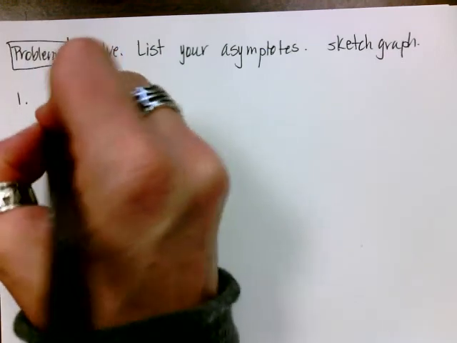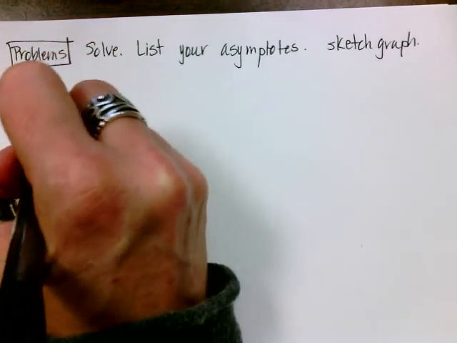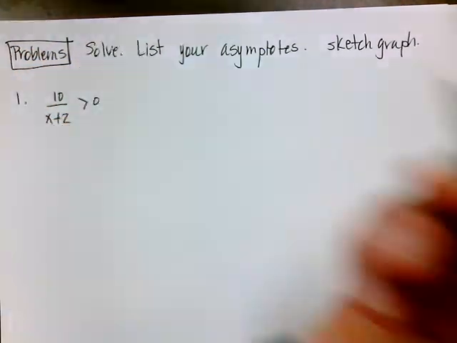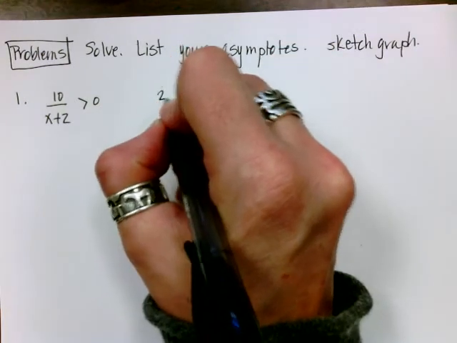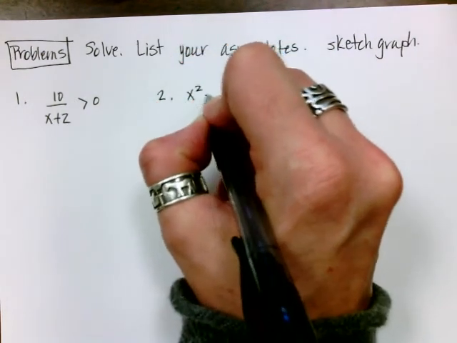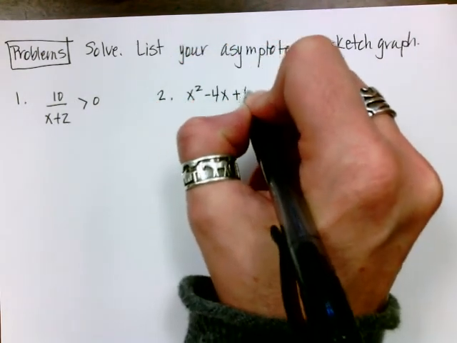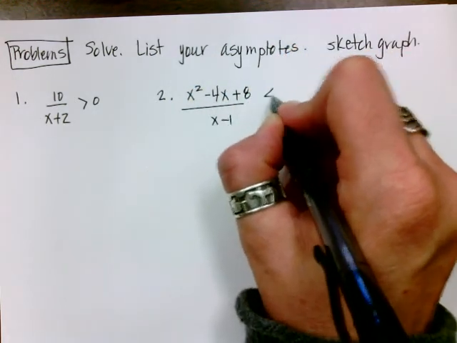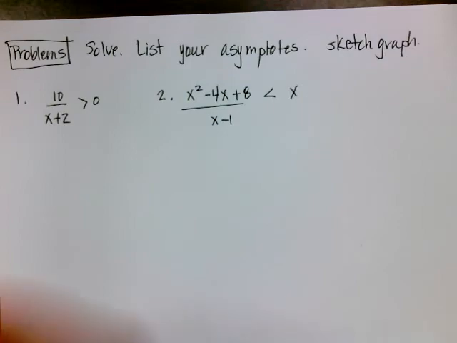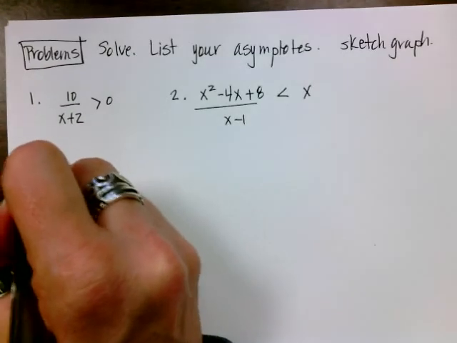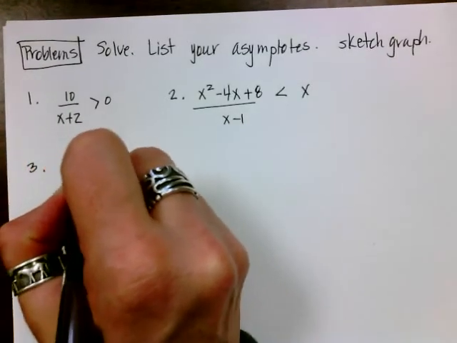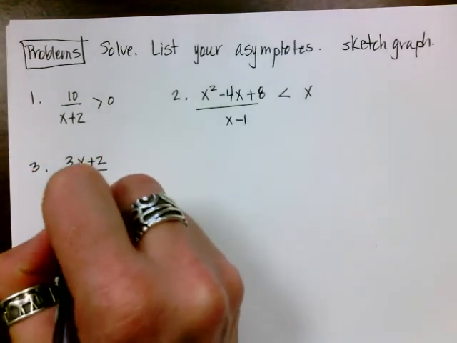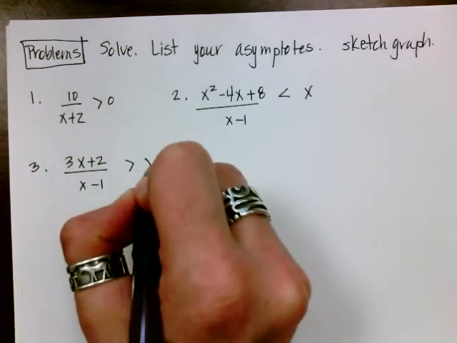Your first problem, you're going to have 10 over x plus 2 is greater than 0. The second problem, x squared minus 4x plus 8 over x minus 1 is less than x. And then your last problem is 3x plus 2 over x minus 1 is greater than x.